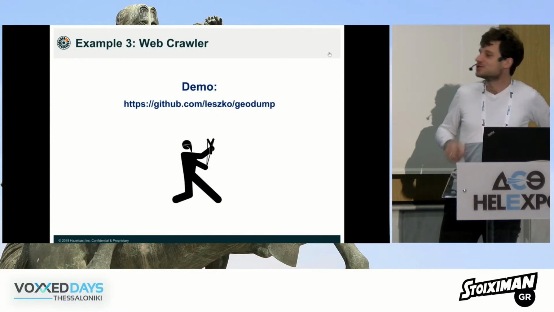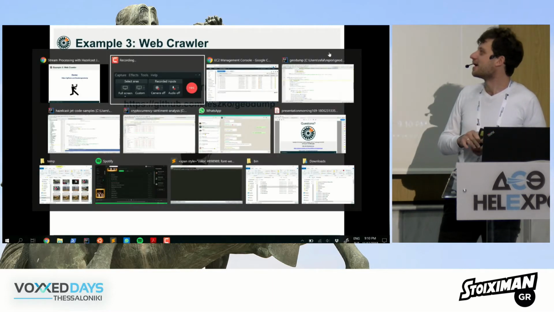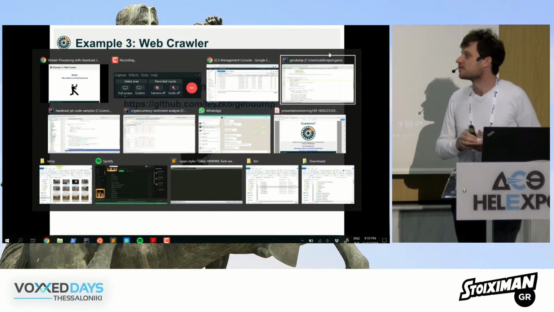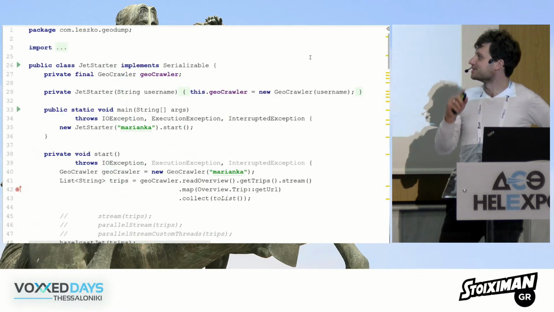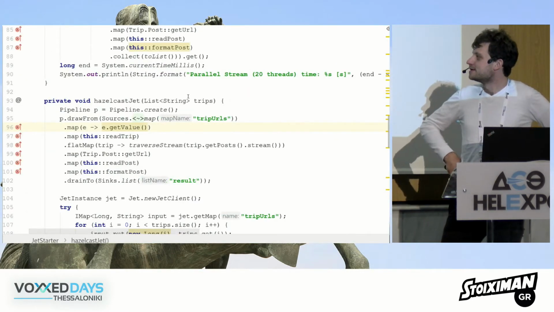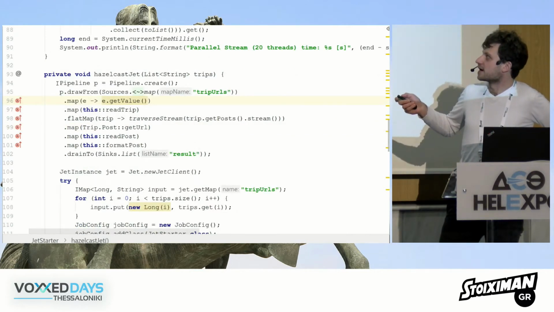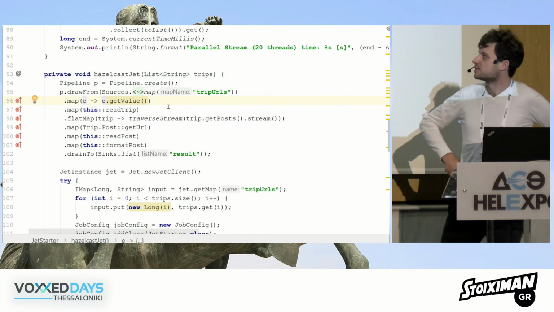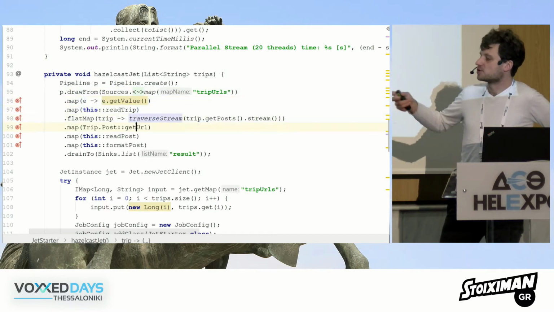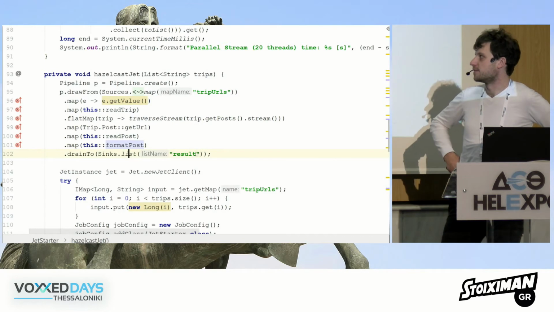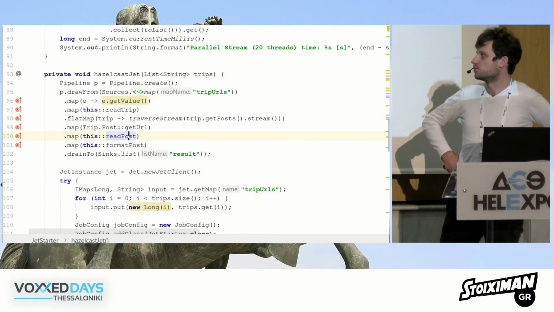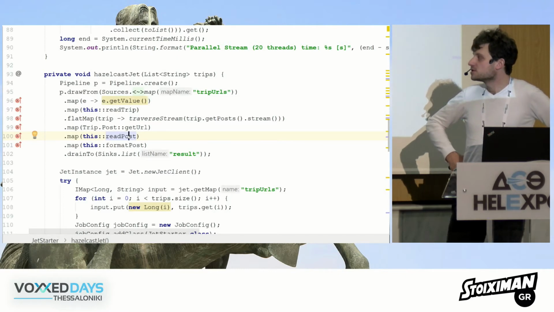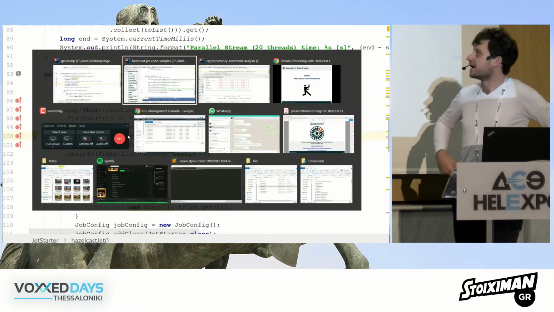Let me quickly show you how it works. Let me first show you the source code, which is actually the least interesting part of this example. We just again create a pipeline, read from some URLs, then take the trips, take the blog posts and read them, and give them to some output map.